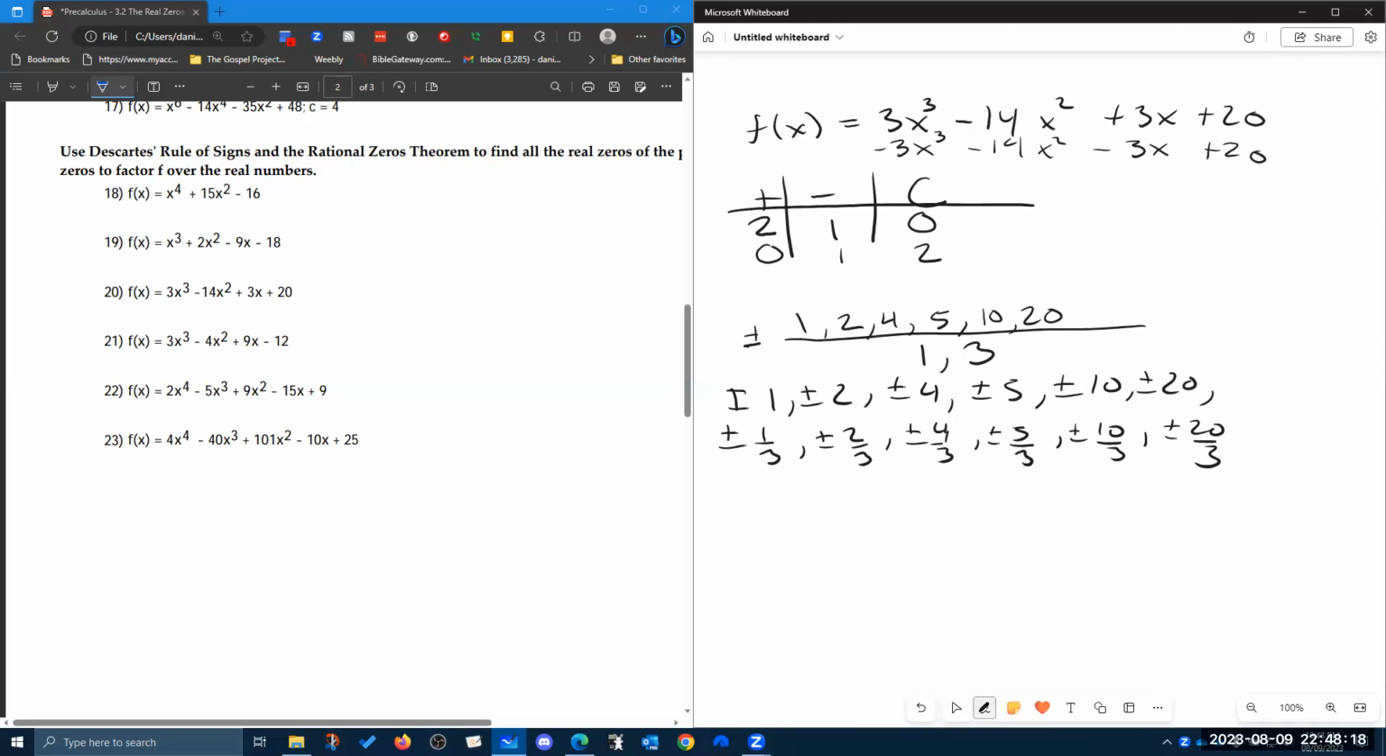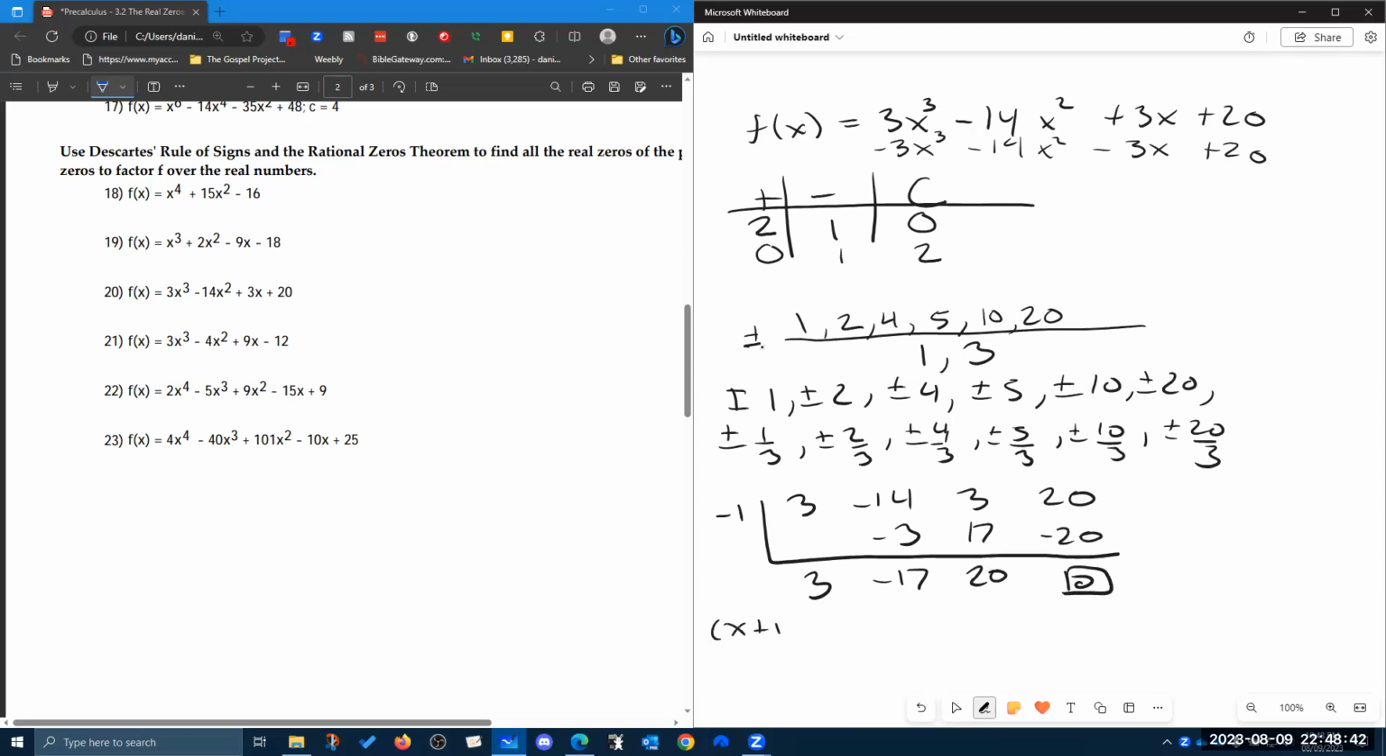Let's try -1. 3, 14, 3, 20. That's a -3, -11, 11, 8... the remainder is 0. That makes this an x plus 1 times a 3x squared plus 11x plus 20. Do we have anything more that's going to factor that quadratic?